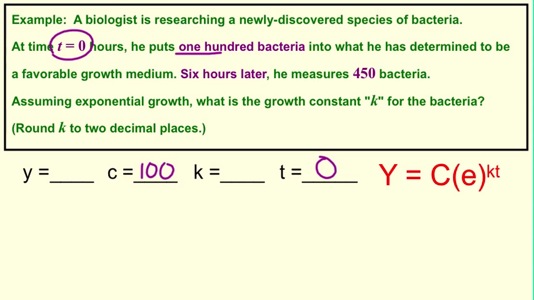6 hours later, so now we have a new time, it measures to be 450 bacteria. So now time has gone by to be 6 years. Sorry, 6 hours. Assuming exponential growth, what is the growth constant for this bacteria? Round to 2 decimal places. So we want to find out what is our K in this formula.